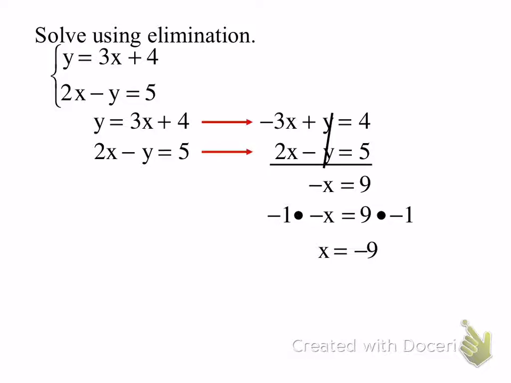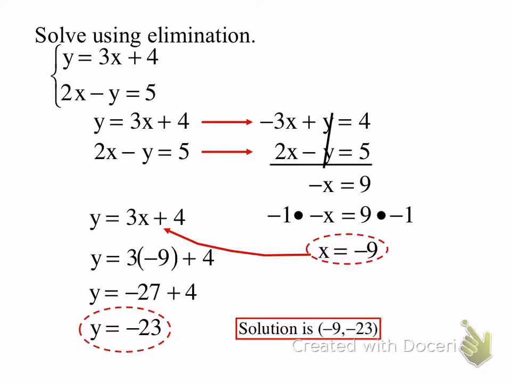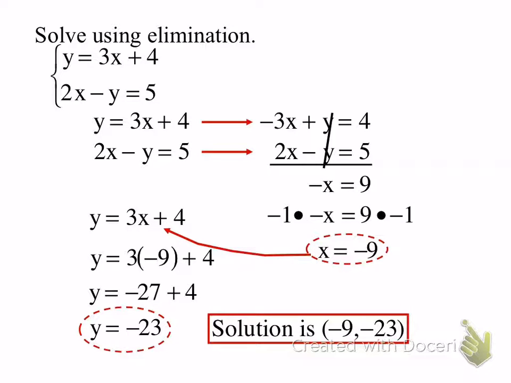Then you have to plug 9 back into the original equation. Into the original equation. Either original. Okay. So you use that one. Then you just plug in 9 for x. And so then you get y. y equals -27 plus 4. And that equals, when we simplify, y equals -23. Okay, and so my solution is -9, comma, -23.